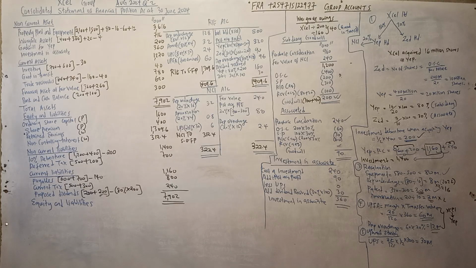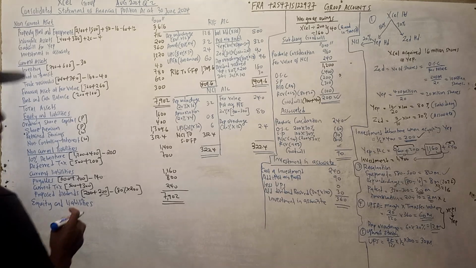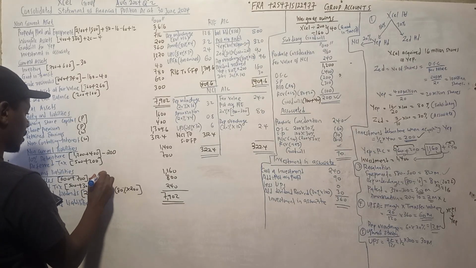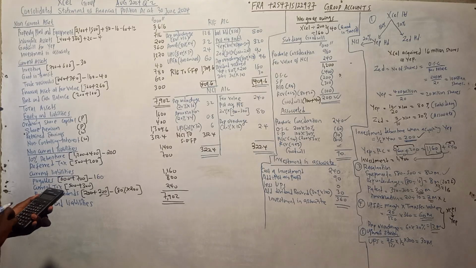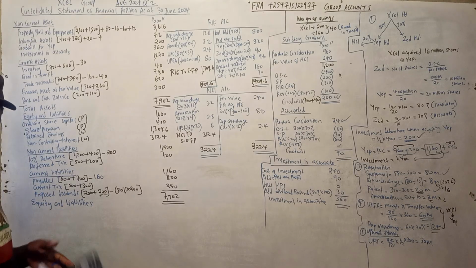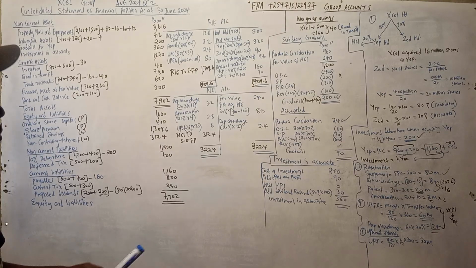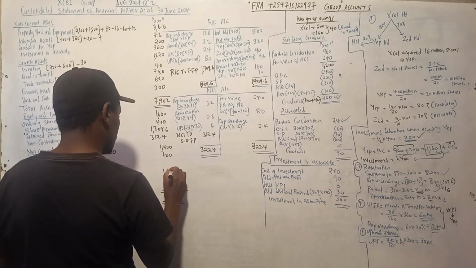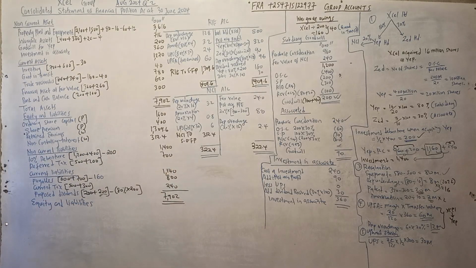Actually, another problem has arisen. It's not balancing. This one is not supposed to be 140. It's supposed to be 160. So 600 plus 700 minus 160 is 1140. It's supposed to be 160, not 140, sorry. So I think that one is balancing now.